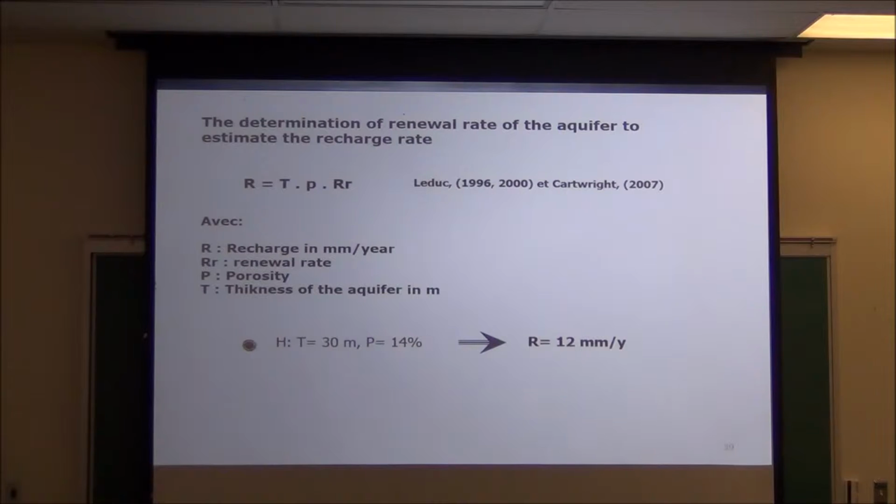We have a recharge rate of about 12 millimeters per year, and for the Oriental Coastal Aquifer, for a total thickness of 43 meters, we have a porosity of 12%. We have a recharge rate of about 10 millimeters per year. These values are very close to the recharge rate in the semi-arid area in this region.